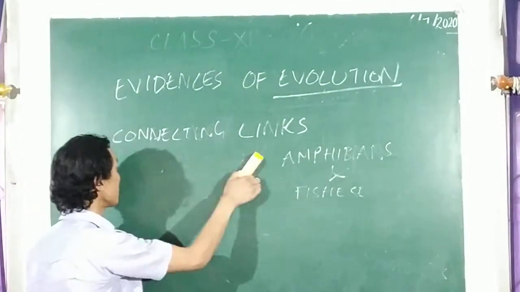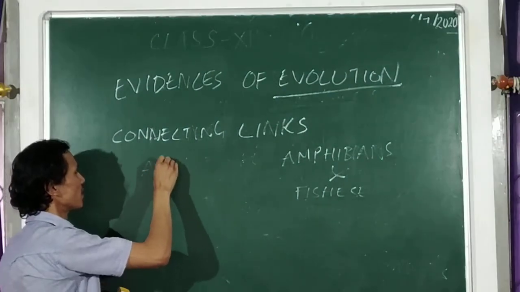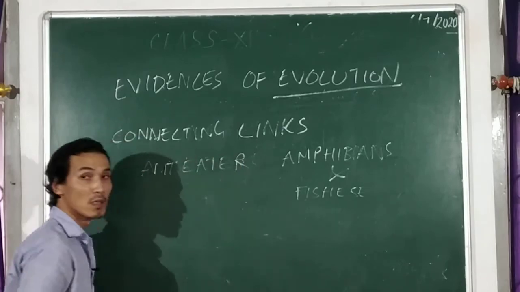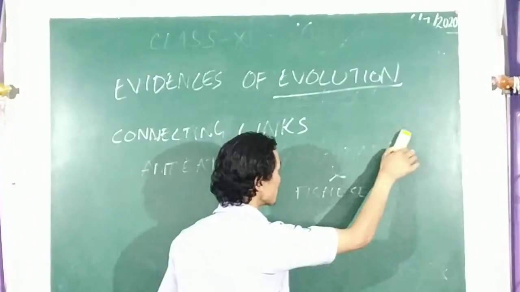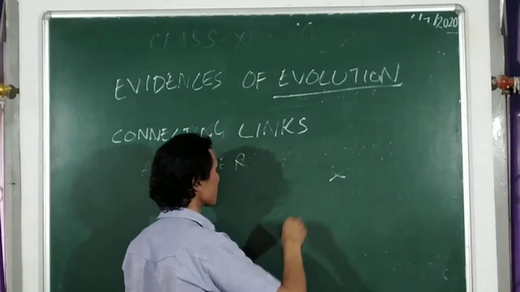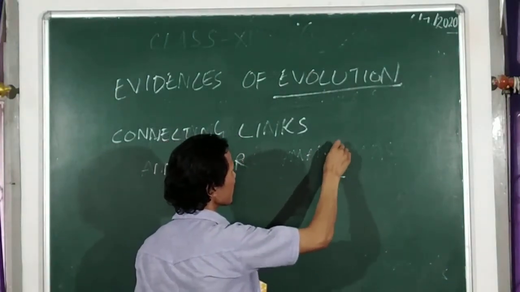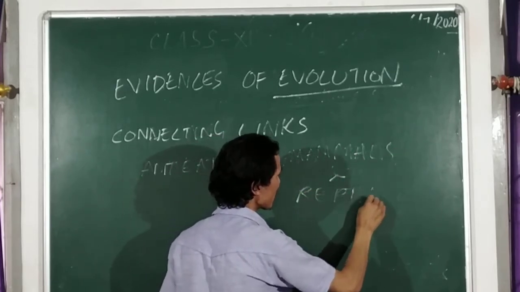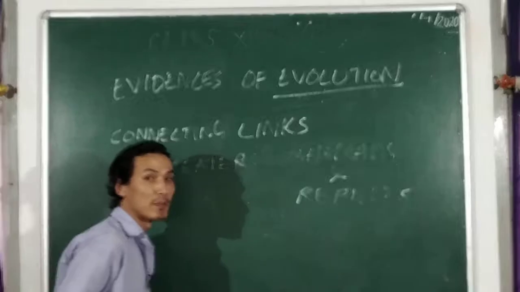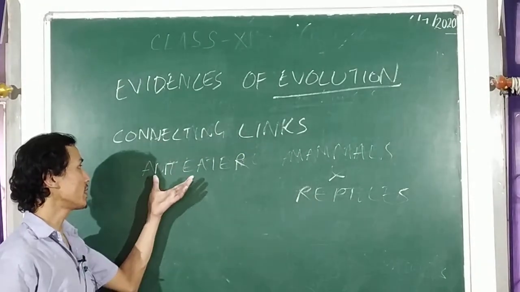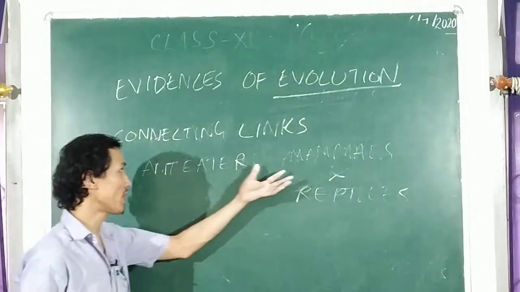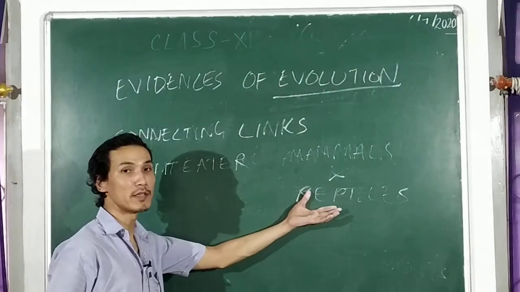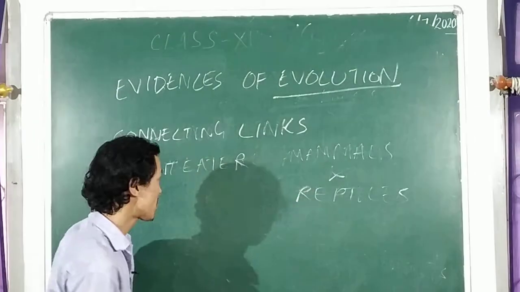Another example of a connecting link is the anteater. It provides a link between mammals and reptiles. The connecting link with mammals is that it is warm-blooded. The connecting link with the reptiles is that it lays eggs.